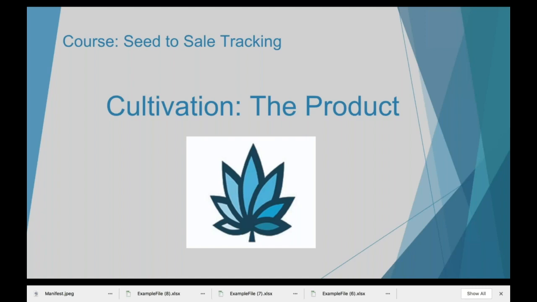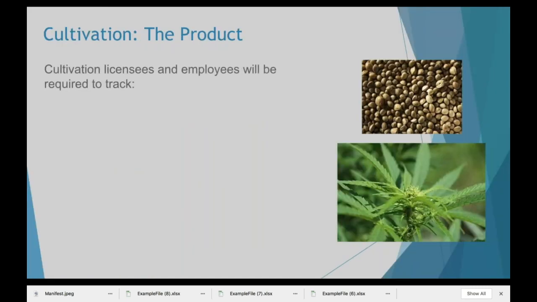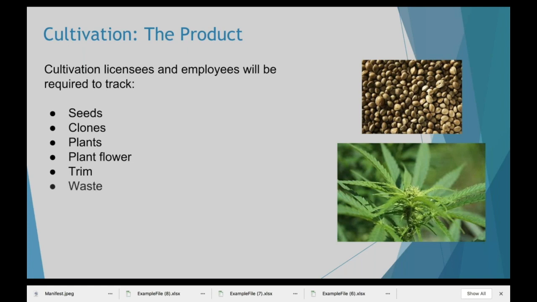Cultivation licenses and employees will be required to track their seeds, clones, plants, wet and dried material, including plant flower, trim, usable and non-usable material, including waste. Most track and trace and seed-to-sale softwares differentiate at least two types of plant products: plants and inventory. Although it's never as simple as it sounds.